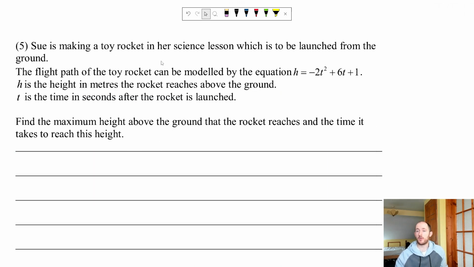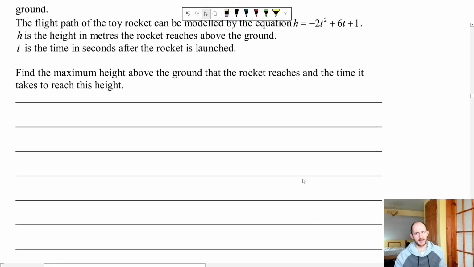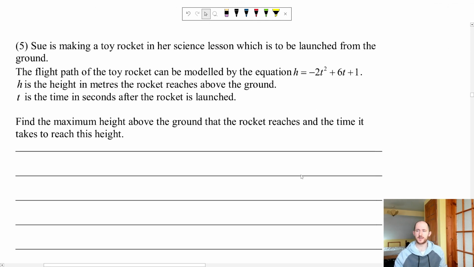Sue is making a toy rocket in her science lesson, which is to be launched from the ground. The flight path is modelled by a quadratic. H is the height in meters, T is the time in seconds. Find the maximum height above the ground and the time it takes. 4 marks. Really? That's generous.